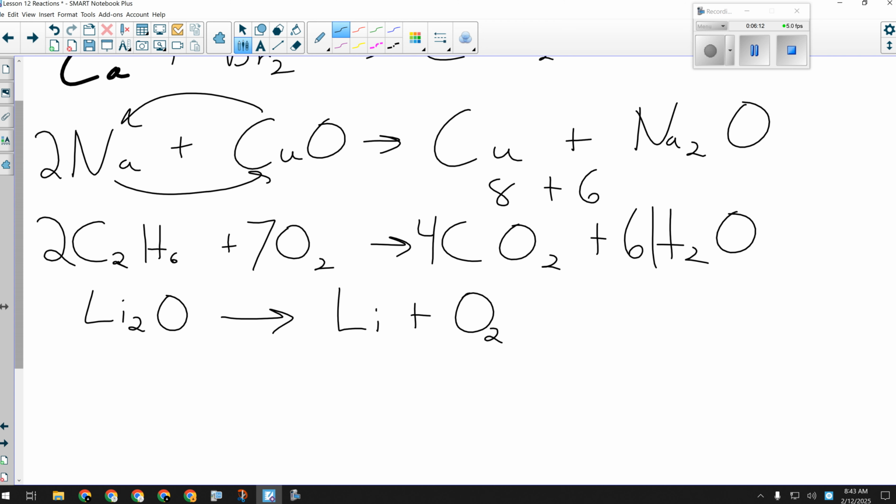Simple decomposition. That is a simple decomposition reaction. We have one reactant, and all it did was break down into its 2 parts. Okay, that is a simple decomposition reaction. Is it balanced?